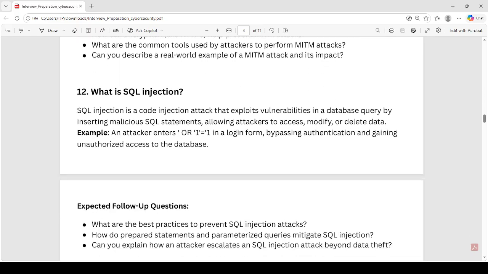Question number 12. What is an SQL injection attack? An SQL injection attack is a code injection attack that exploits a vulnerability in a database query by inserting a malicious SQL statement, allowing the attacker to access, modify or delete the data. Example, an attacker enters ' or 1=1 in a login form, bypassing authentication and gaining unauthorized access to the database.